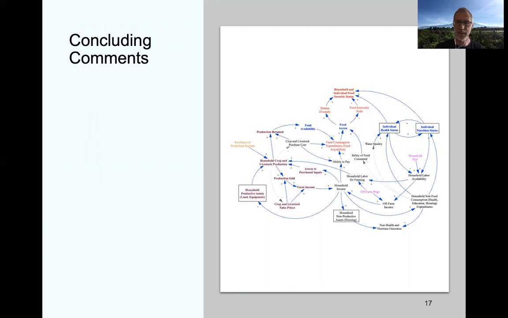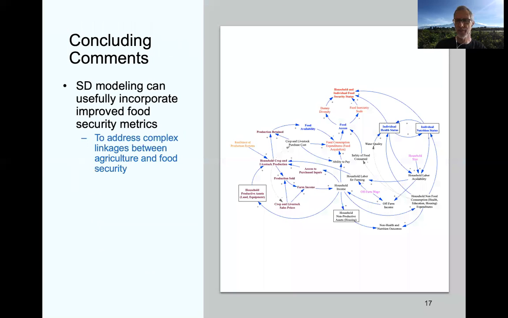Off on the right, I have the diagram that shows the complex set of linkages between agricultural production and other indicators of food security. And I think what we have found in the course of our paper and the analysis for it is that system dynamics modeling can very usefully incorporate improved food security metrics to address these complex linkages and provide insights that we do not get through other mechanisms.